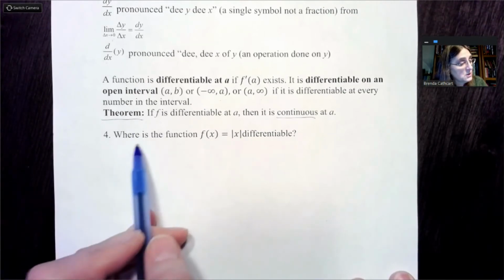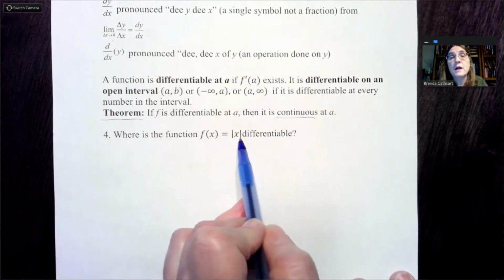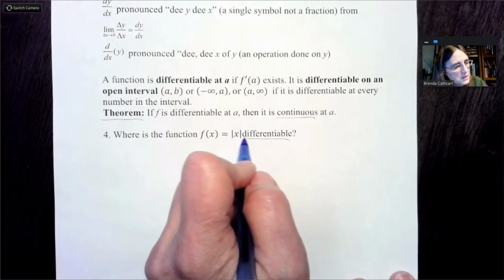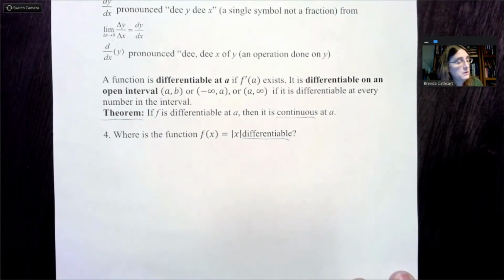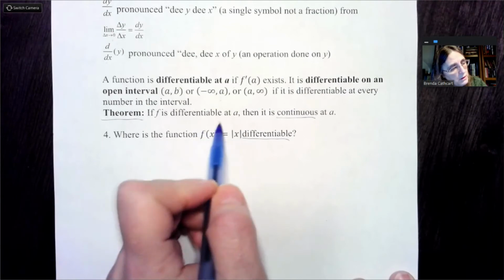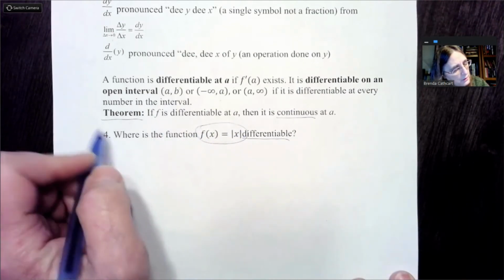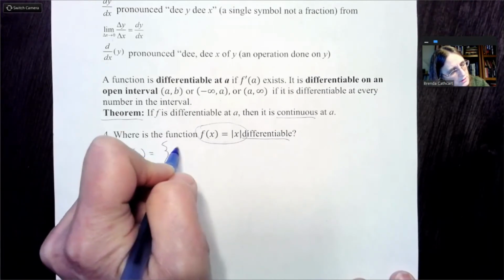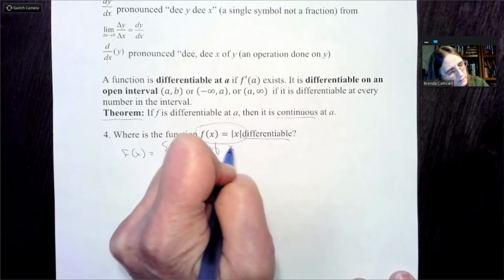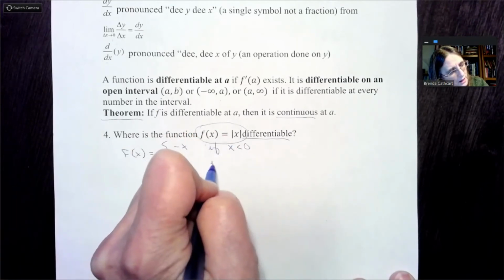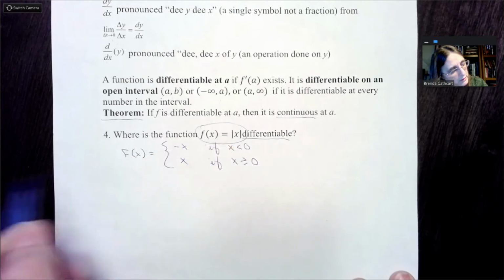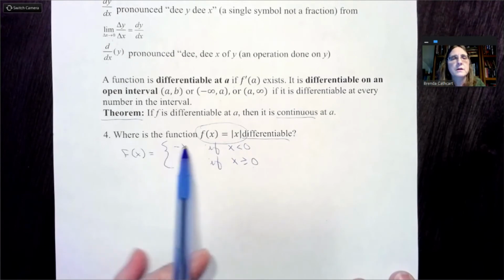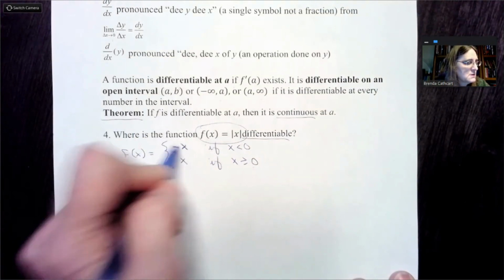Our question is, where's the function f of x equals the absolute value of x differentiable? Well, differentiable means that the derivative exists at every point in the domain. We know that this function, f of x equals absolute value of x, is actually a piecewise function defined as the opposite of x whenever x is less than 0, and x itself if x is greater than or equal to 0. This function is continuous at 0. It's defined, and the limits from both sides are the same.